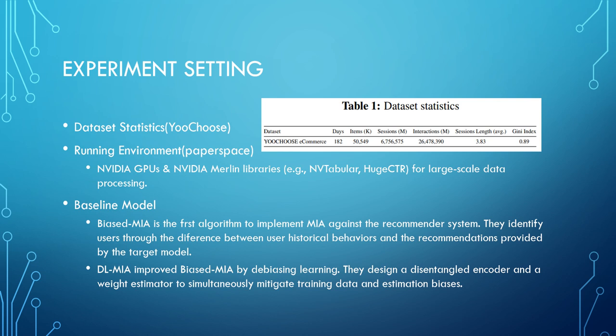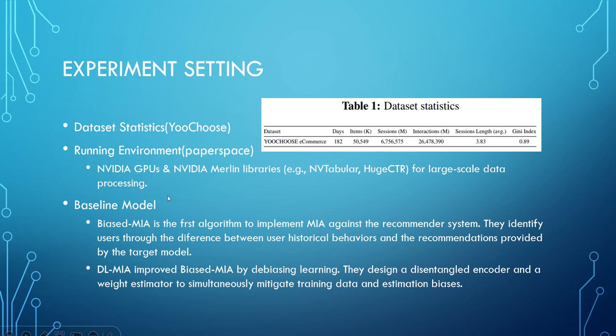Here, let's discuss the experiment setting. I choose the e-commerce dataset, and the right picture shows its statistics. It lasts over 3 months and has over 50,000 items, over 6 million sessions, and over 26 million interactions. The average sequence length is 3.8.